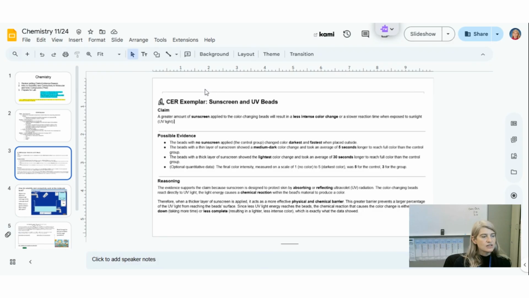And so in the slides, you can see I made kind of an example using the sunscreen lab of what a good claim evidence reasoning would be. So that would be a good thing to read through.